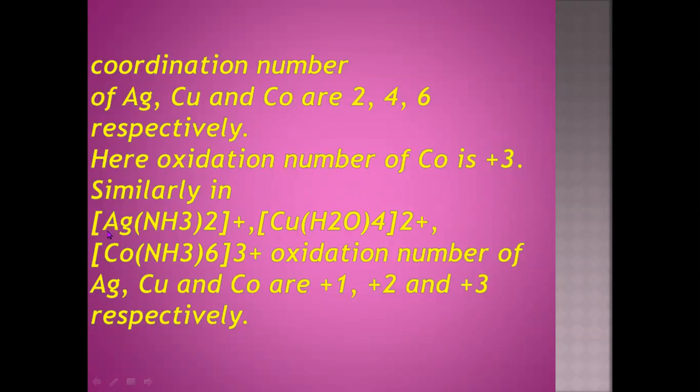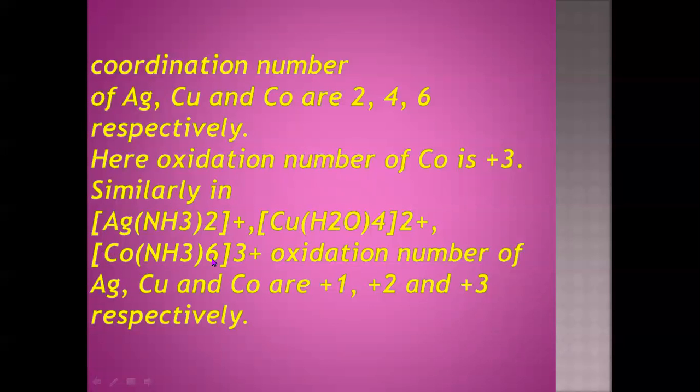So, in this case, silver ion accepts two pairs of electrons from two molecules of ammonia. Therefore, this is called the coordination number of the central metal ion silver. So, the coordination number of silver is 2. If you take this example, here copper can accept 4 pairs of electrons. So, totally 4. This is called the coordination number of copper.